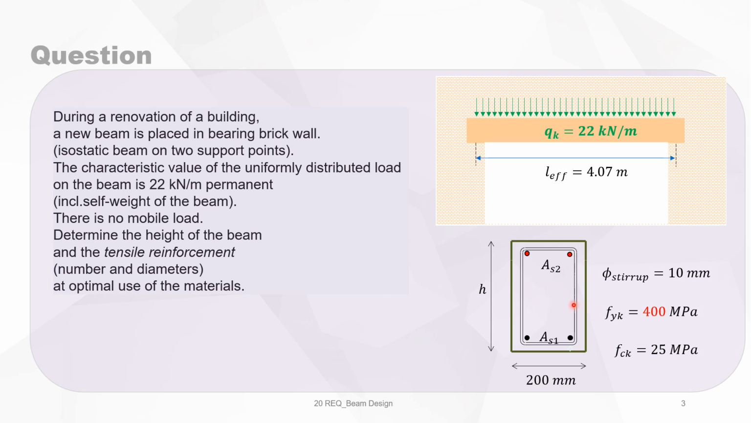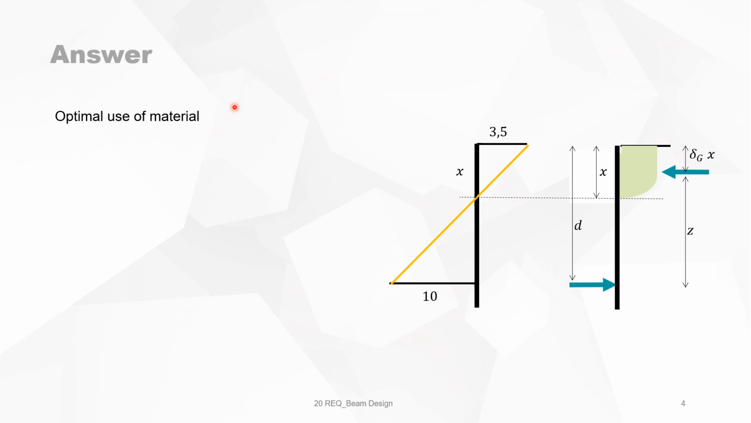The diameter of the stirrup is 10 millimeter, the characteristic value of the yield strength of the steel is 400 megapascal, and the characteristic value of the concrete compressive stress is 25 megapascal. So we have to make a design with optimal use of materials.